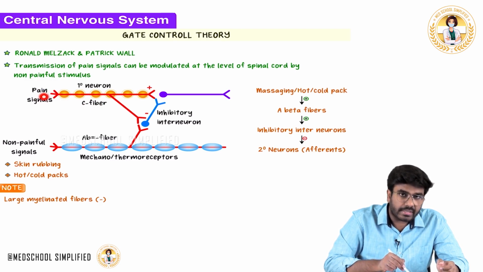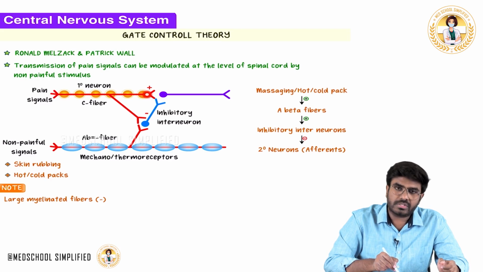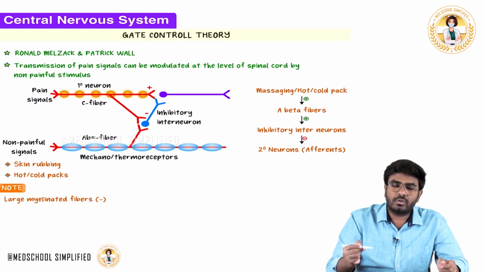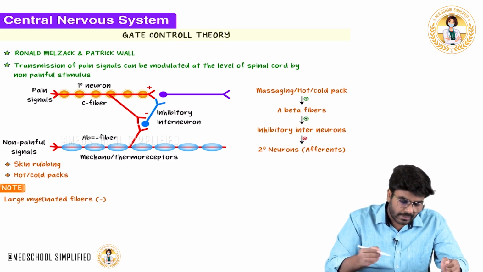Now when you stimulate here, the first order neurons are activated. Now the first order neurons are carrying the pain information. The first order neurons will activate the second order neurons. The second order neurons will activate the third order neurons, and from there the pain information is going to the somatosensory cortex. We already know that.